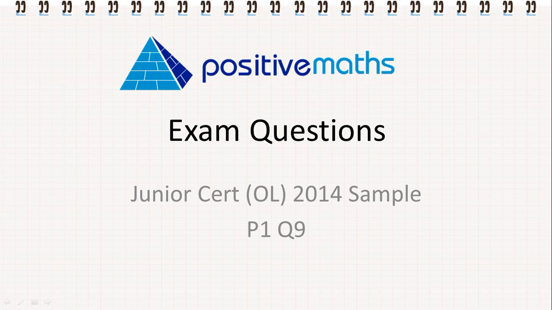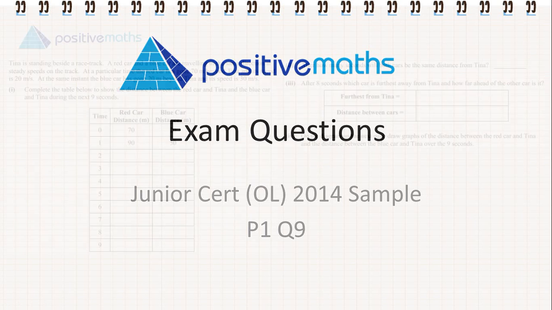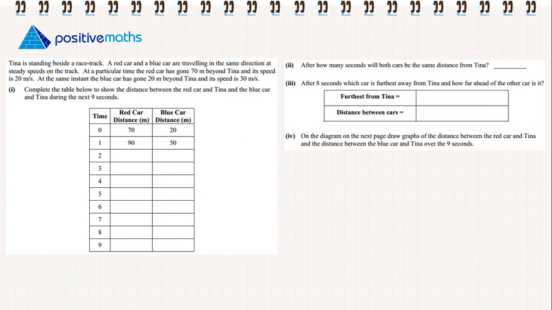In this video for Positive Maths, we're going to look at the Junior Cert Ordinary Level 2014 sample paper. This is question 9 from paper 1. Tina is standing beside a racetrack. A red car and a blue car are travelling in the same direction at steady speeds on the track.